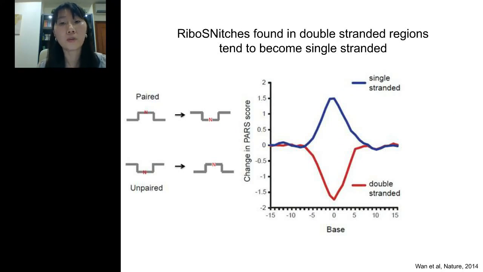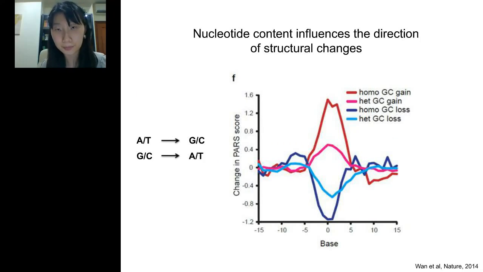Now, because we have thousands of single nucleotide variants that change structure, we can begin to look into some of the properties and features of these structure-changing variants. What we notice is that when these structure-changing variants are found in double-stranded regions, they tend to become more single-stranded, and vice versa, as opposed to becoming more and more double-stranded or more and more single-stranded. And interestingly, the nucleotide content influences the direction of the structural change and how much the structural change occurs.